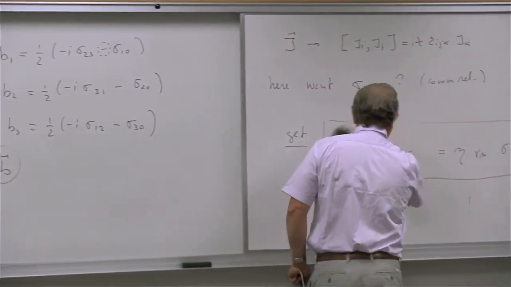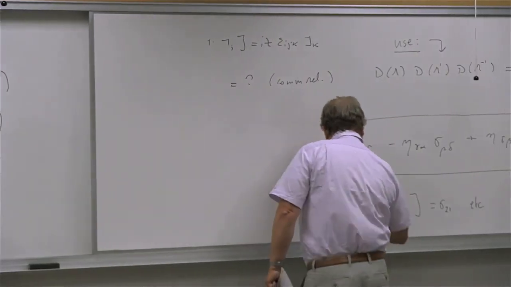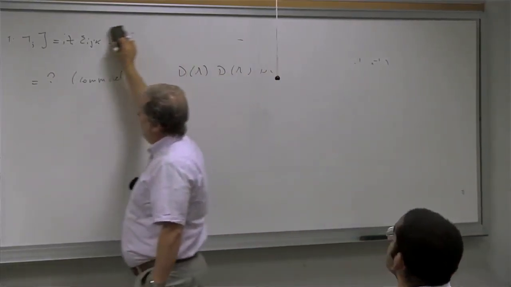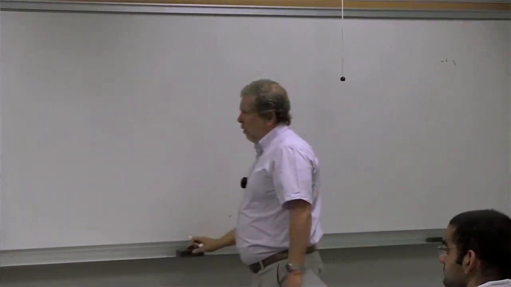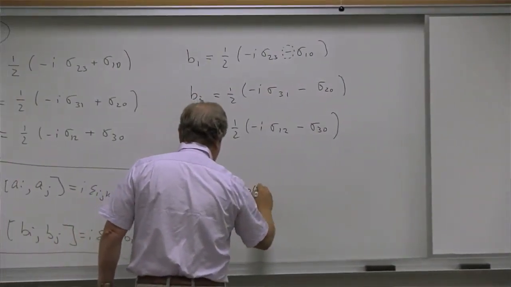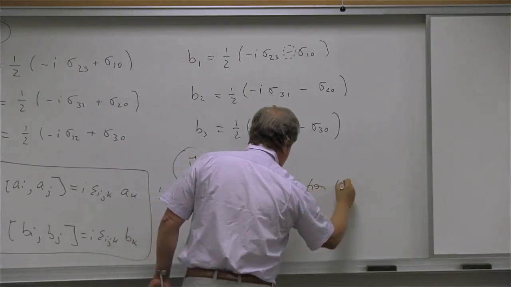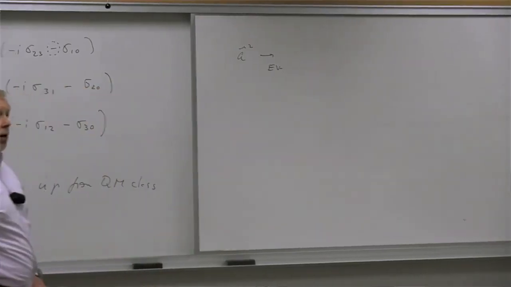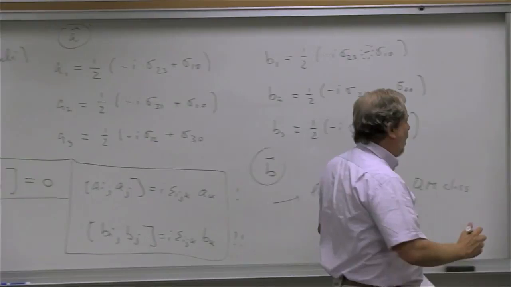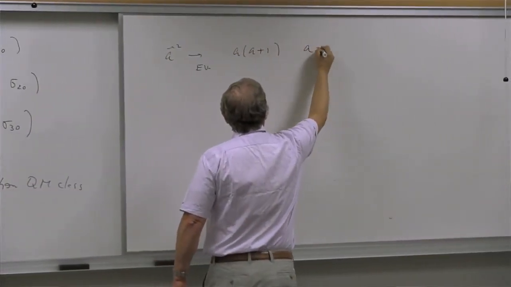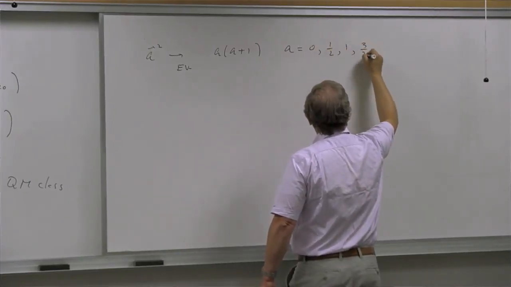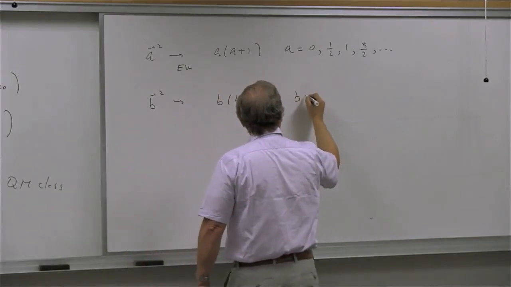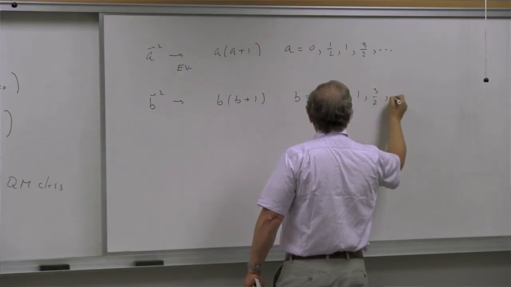Okay, so all this mess has become so much more simple. Well, now we have to say something about the eigenvalues, which we can look up from quantum mechanics class. What are the eigenvalues of A squared? Because the algebra is exactly the same as the angular momentum, the eigenvalues are A times A plus 1, with A equals 0, 1/2, 1, 3/2, and so on. And the eigenvalues of B squared are B times B plus 1, with B equals 0, 1/2, 1, 3/2, and so on.